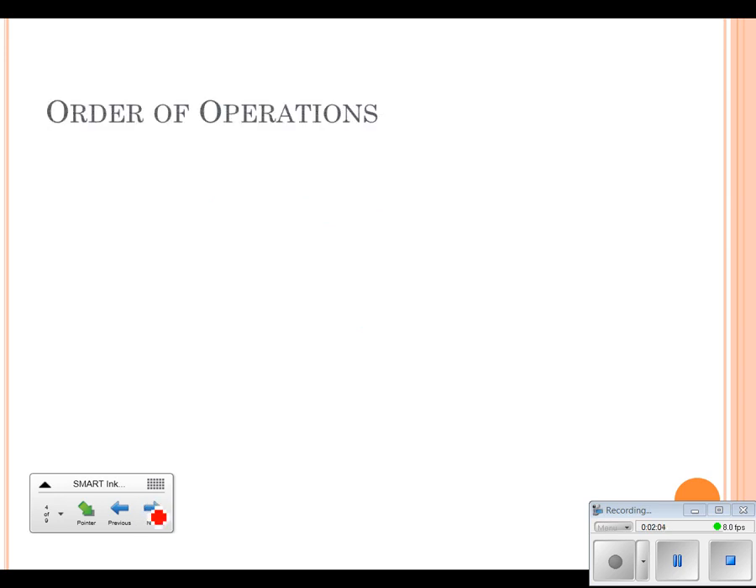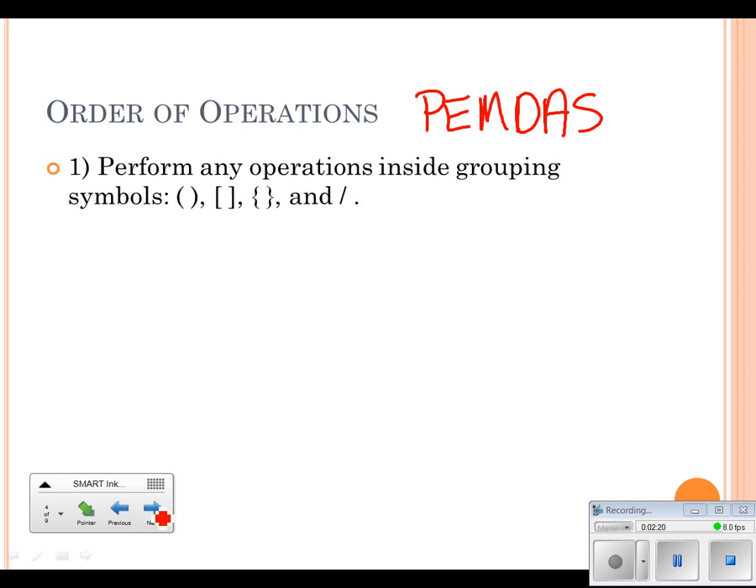Order of operations. Now, in elementary school, they start us with PEMDAS. And we use please excuse my dear Aunt Sally to help us remember the order. So let's go over that. P is for perform any operations inside grouping symbols like parentheses. That's where we get the P. We just don't always deal with parentheses.